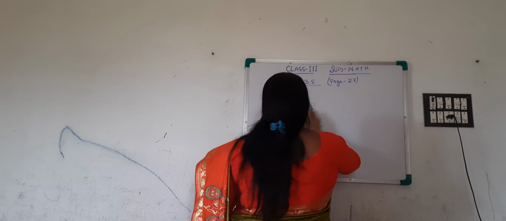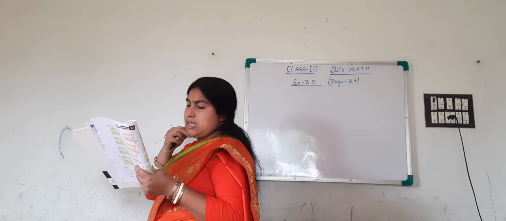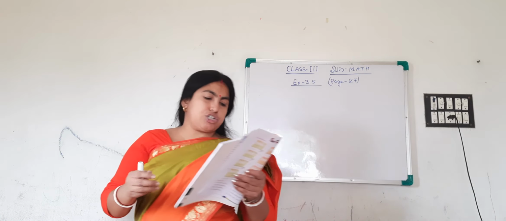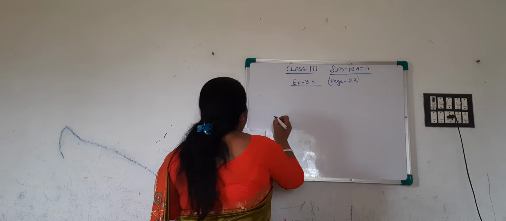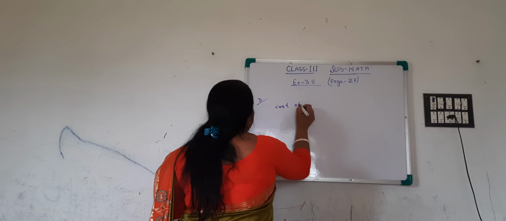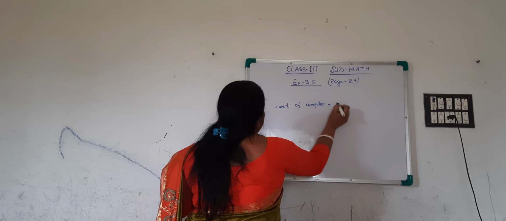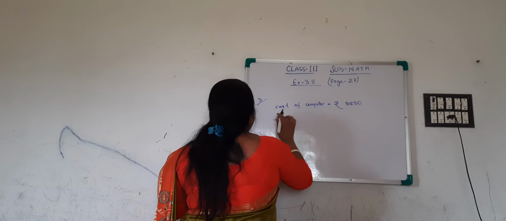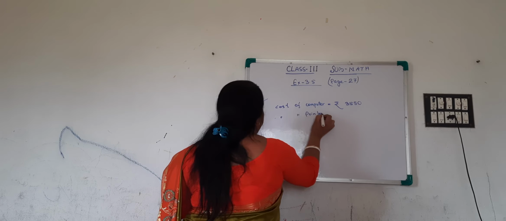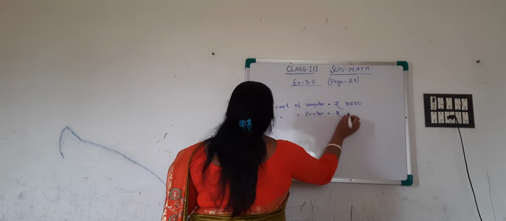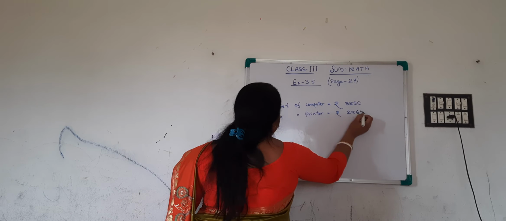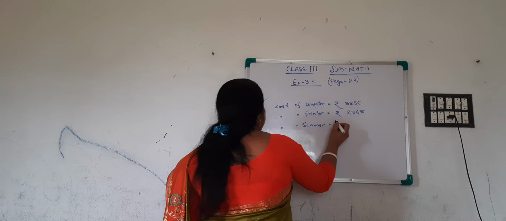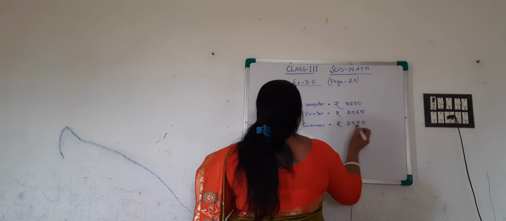Question number 3. Okay. Cost of a printer, scanner and a computer is given in the book. Cost of computer is rupees 3,550. Sorry. Cost of printer, it's rupees 2,565. And cost of scanner is rupees 2,550. Okay, it's given in your book.